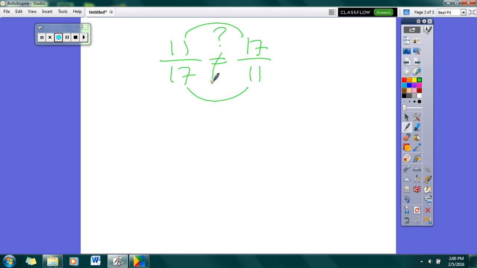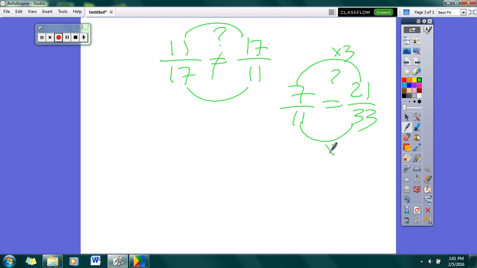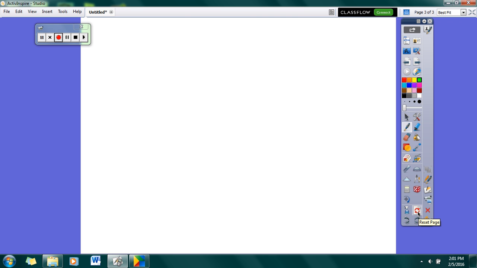But if I look at 7 over 11, and I want to know, is it equal to 21 over 33? I ask myself, how do I get from 7 to 21? I multiply by 3. Therefore, I have to multiply this by 3. And yes, these two are equal. Okay, so these ratios are equivalent. Let's continue looking at some more problems. Now, what happens if I don't need to make my ratio in simplest form?